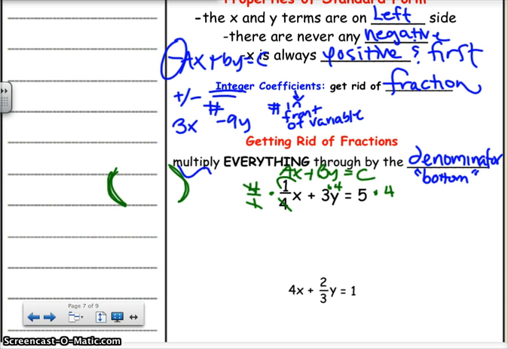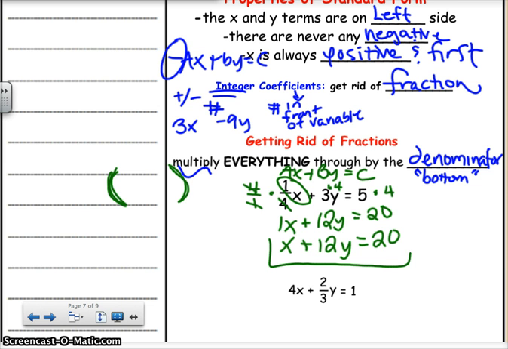I'm left with just 1x. So x, or 1x, plus 3 times 4 is 12y equals 20. Perfect. Except, remember, 1 likes to hide as frequently as it can. And that's the equation in standard form.